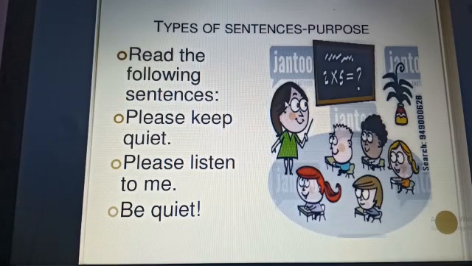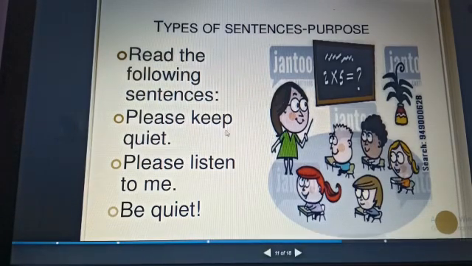Read the following sentences and tell me what you get out of them. The first sentence is, please keep quiet. Please listen to me. Be quiet. Let's ignore the word please for now and tell me from which word they begin. The first sentence begins with the verb keep. The second sentence begins with the verb listen. And the third sentence begins with the verb be. So these are imperative sentences.